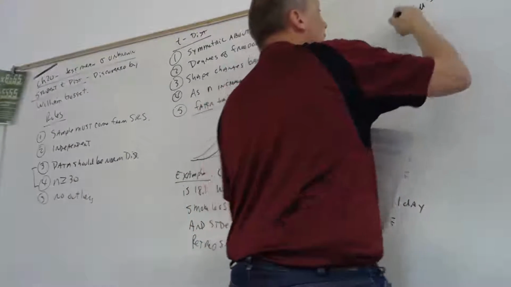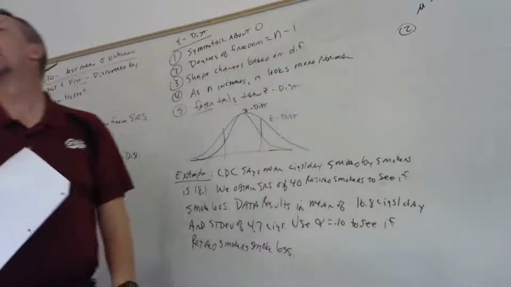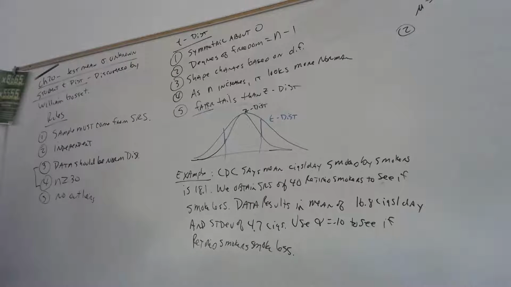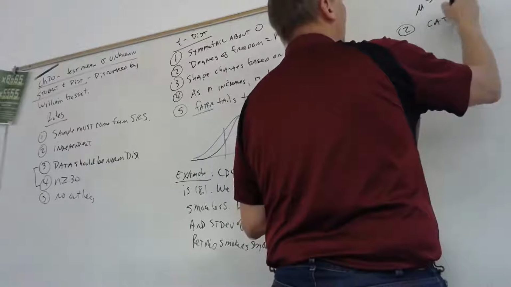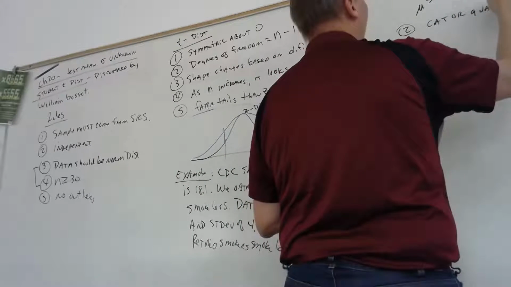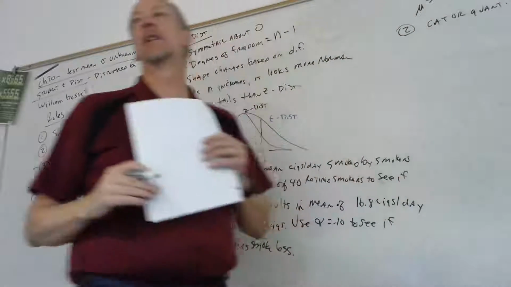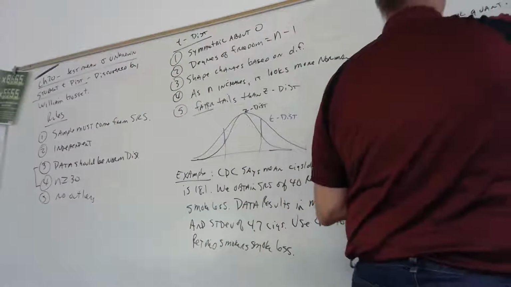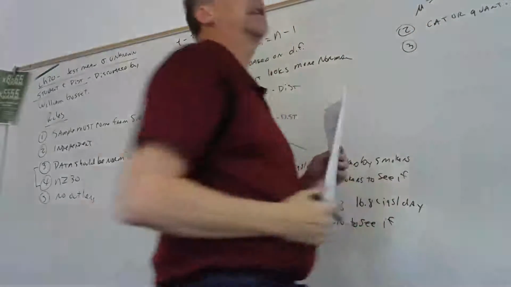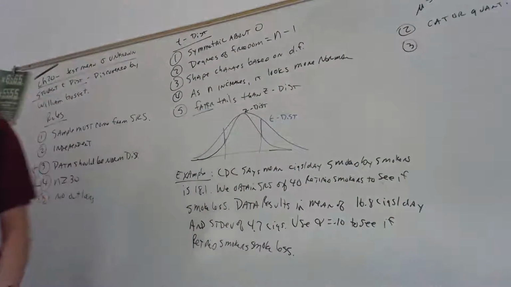Step number 2 is what, Allie? Find out if it's categorical or quantitative. Categorical or quantitative? And the answer is, it's quantitative, right? Okay. Step number 3 is what, Dylan?